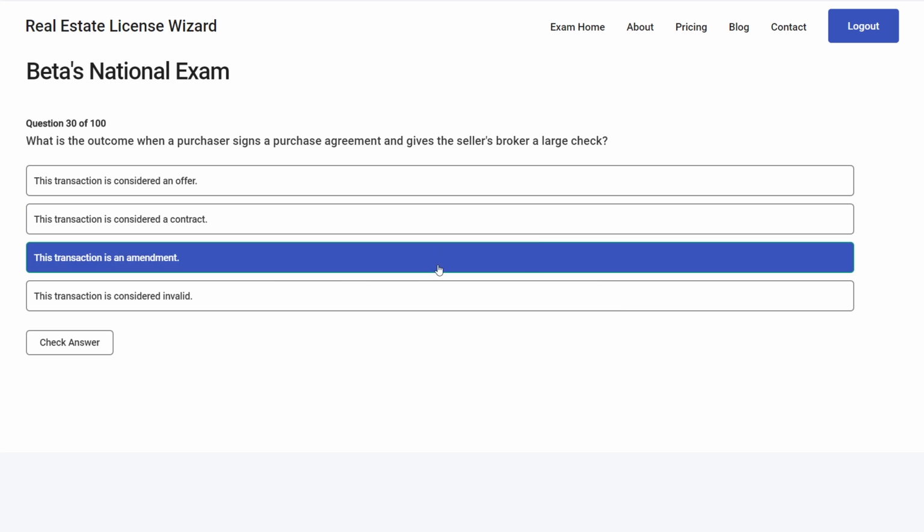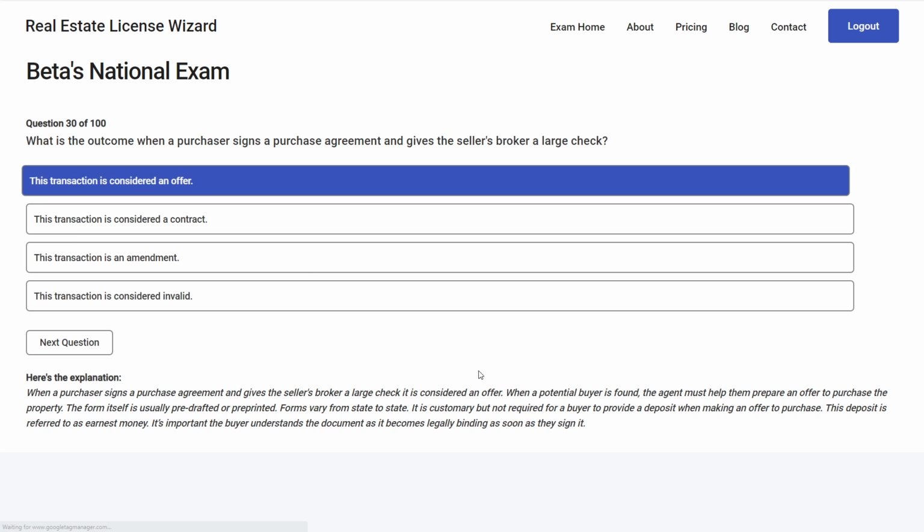Correct answer is it is an offer. Yes. This is almost by definition an offer. When you hear somebody signing a purchase agreement and giving the seller's broker a large check, that is considered an offer. So the way offers work is when a potential buyer is found, the agent must prepare them an offer to purchase the property. The form itself is usually pre-drafted or pre-printed. Obviously, forms vary from state to state, but it is customary, but not required, for a buyer to provide a deposit when making an offer to purchase. This deposit is referred to as earnest money, and it's important that the buyer understands the document as it becomes legally binding as soon as they sign it.